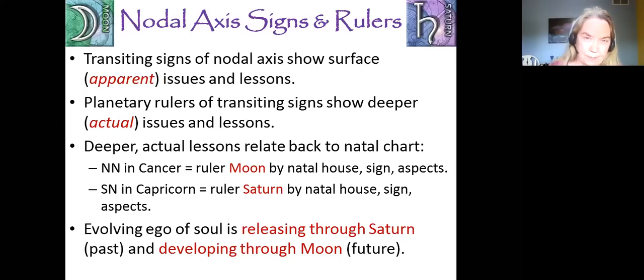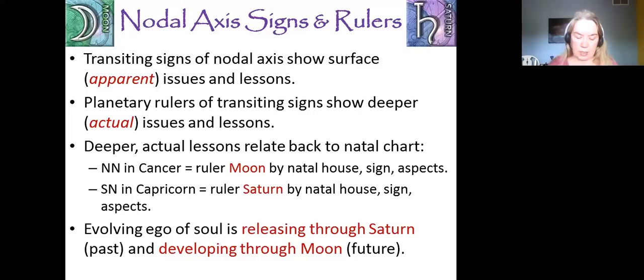However, let's look at this one. This is germane to the transits of the nodal axis in regards to the signs and the rulers of those signs. Wherever the transiting signs of the nodal axis are in your chart, meaning whichever house or 2-house or maybe 3-house cusp they're traveling, that's going to show the surface or the apparent issues and lessons, whatever we think is going on. It is the planetary rulers of those transiting signs that are showing what are the deeper or actual issues and lessons that are taking place.